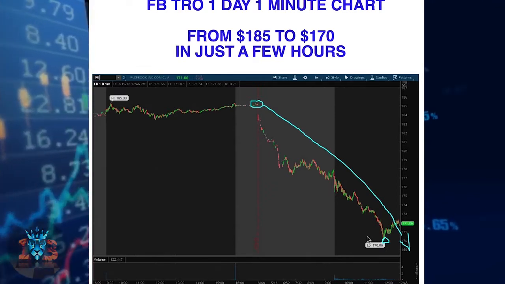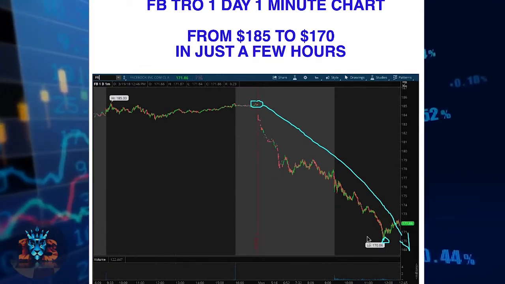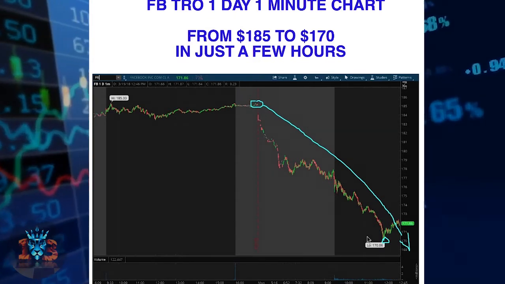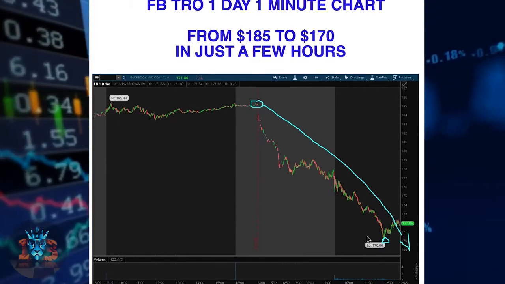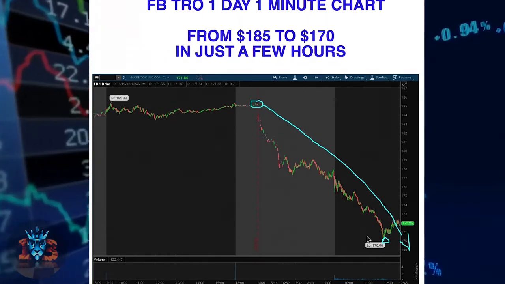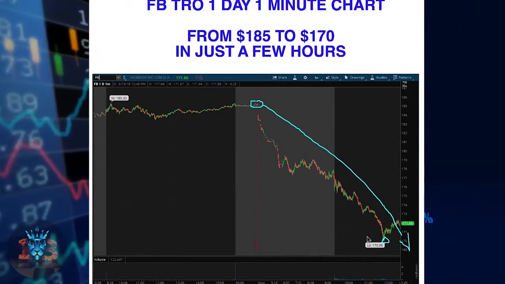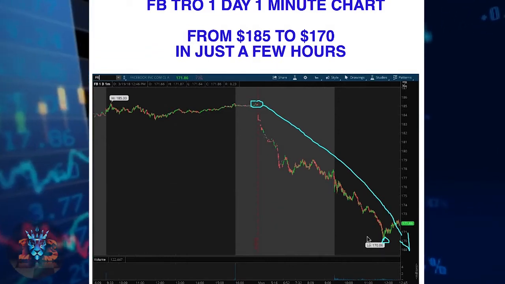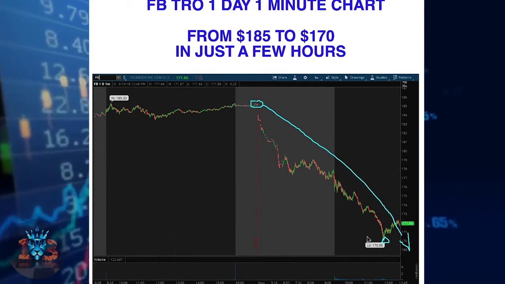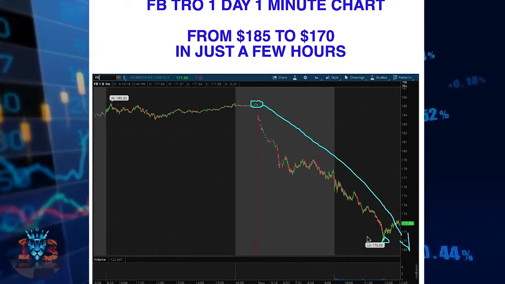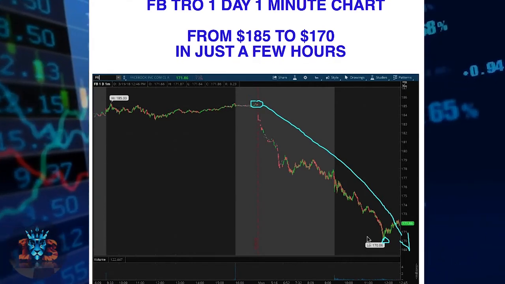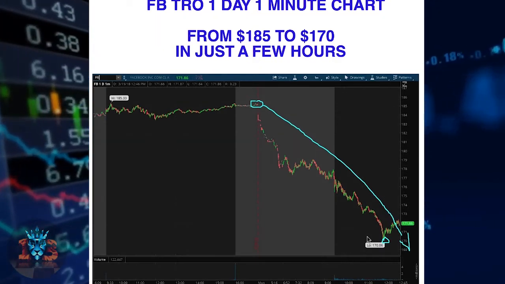As a matter of fact, I had some short positions that day, and it was absolutely incredible because typically Facebook is a lower volatility stock, so it doesn't trade $15 a day. This was actually historically the largest move, dollar value-wise, that Facebook has made in one given day.